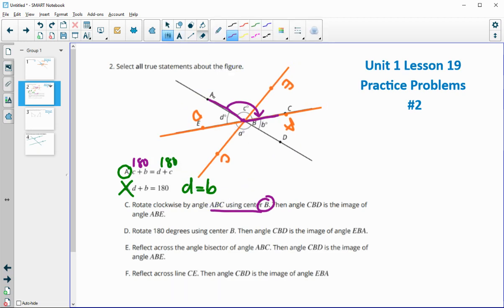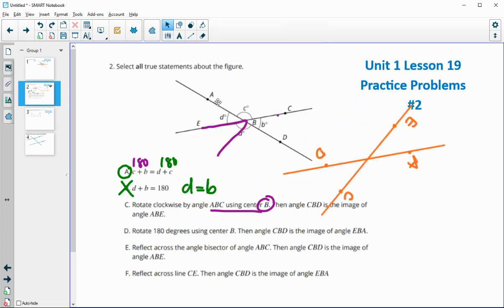And then let me just erase a little bit of this so we can see. So now this says angle CBD is the image of ABE. If they're images, they would land on each other. So is angle CBD on top of ABE from our original? And the answer to that is no, it did not land on ABE. So they are not images of each other. Okay, so then we'll put this back.